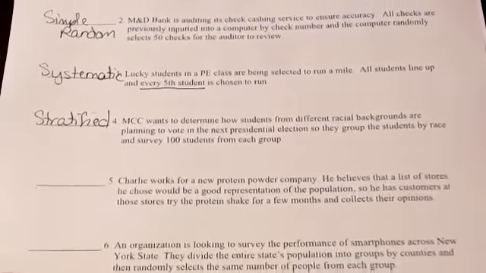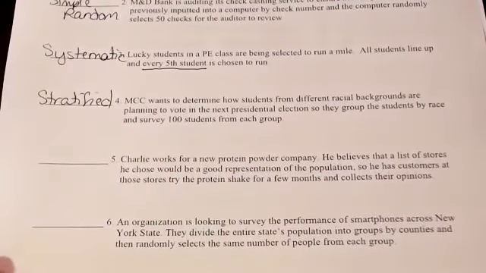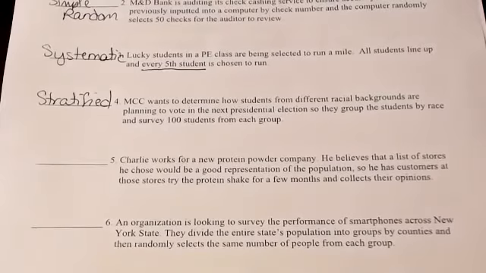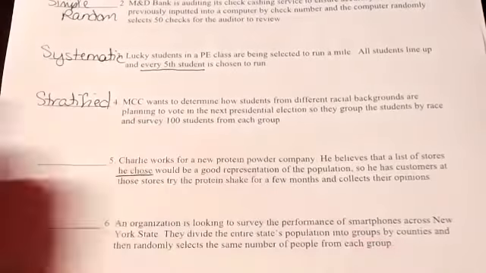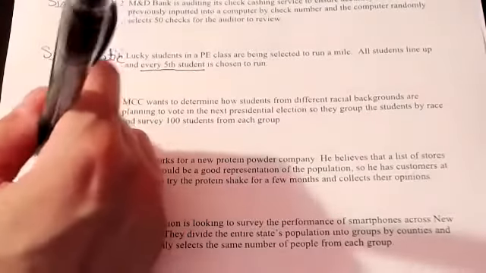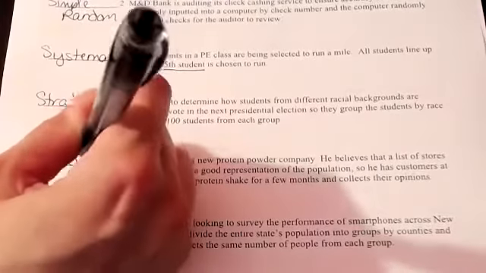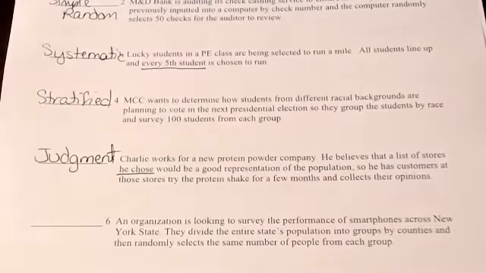Number 5. Charlie works for a new protein powder company. He believes that a list of stores he chose would be a good representation of the population. So he has customers at those stores try the protein shake for a few months and collects their opinions. So he chose these particular stores, which means he's using judgment sampling.